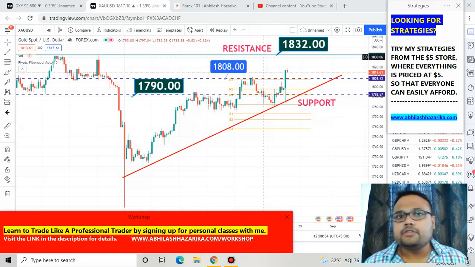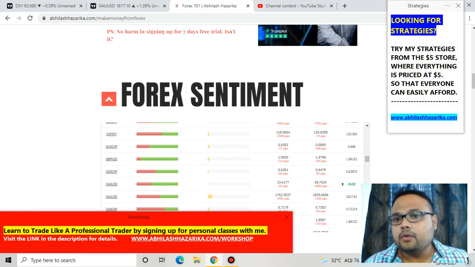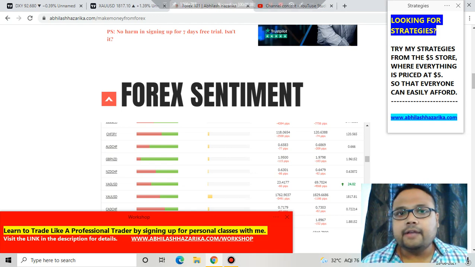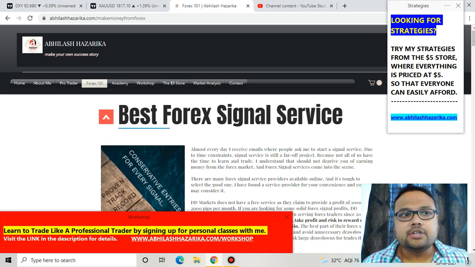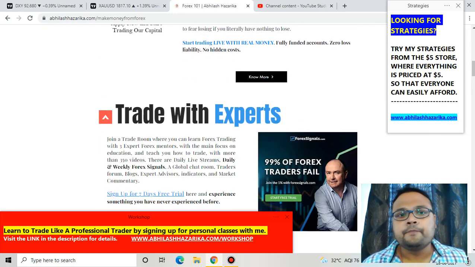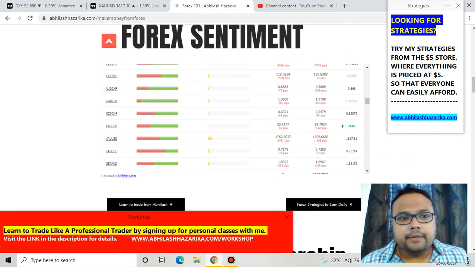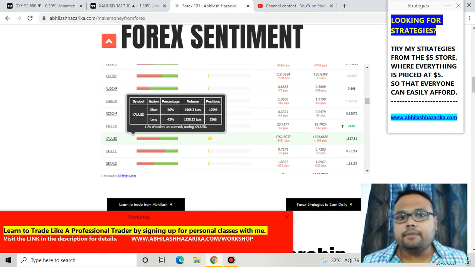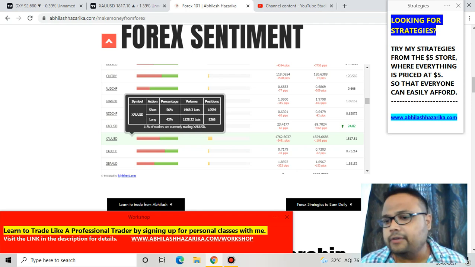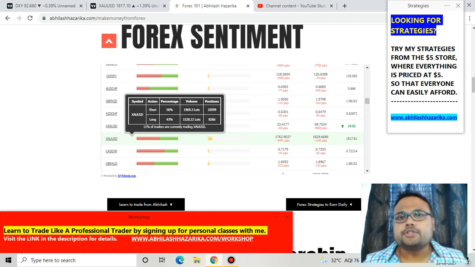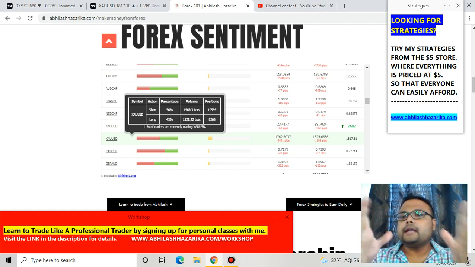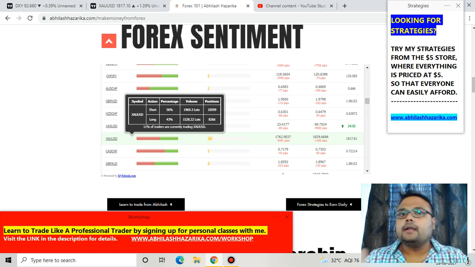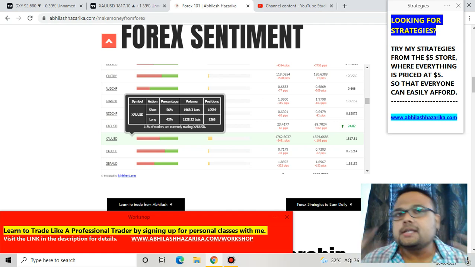Before jumping to the strategy, let's go to the Forex sentiment meter once. This is a Forex sentiment meter. You'll find it on my website avilashhazarika.com under the Forex 101 section. In the Forex sentiment meter, you can see that 56% of retail traders have taken short positions and 43% have taken long positions. So retail traders are kind of confused right now. They are also not sure in which direction the market will be moving. Generally, whenever we see this kind of sentiment, we understand that traders are in a dilemma.